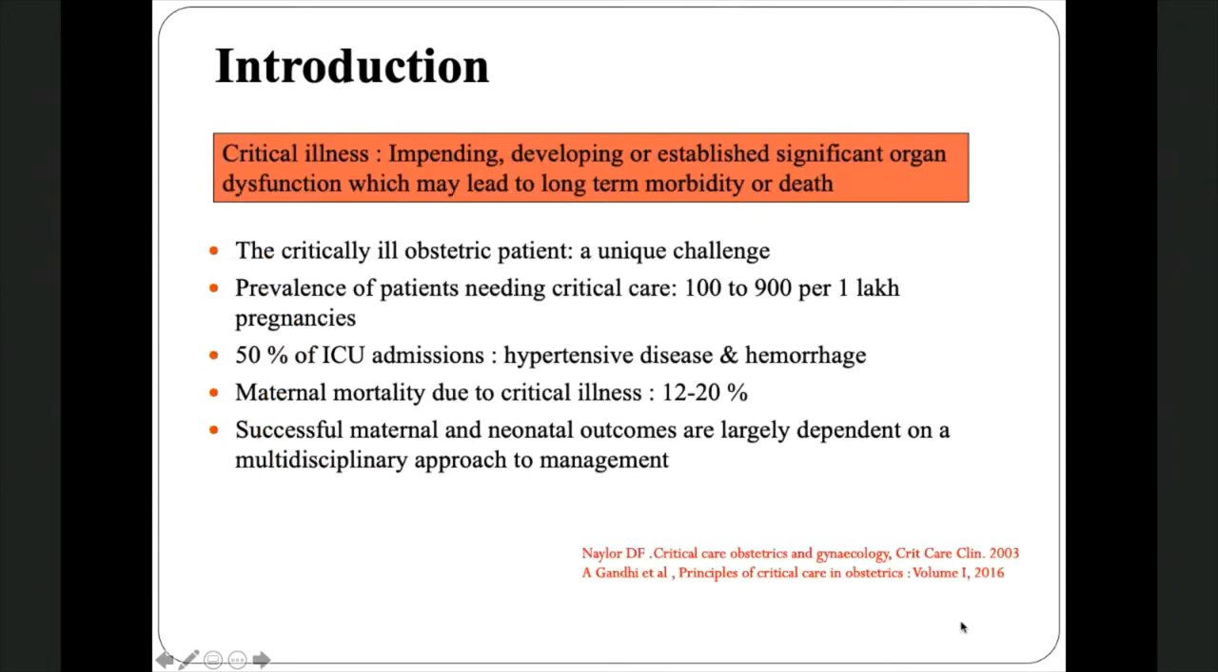So what is a critical illness? Anything that is leading to significant organ dysfunction, maybe it may be impending, developing or fully established, and that significant organ dysfunction ultimately leads to significant morbidity and mortality to the obstetric patient.